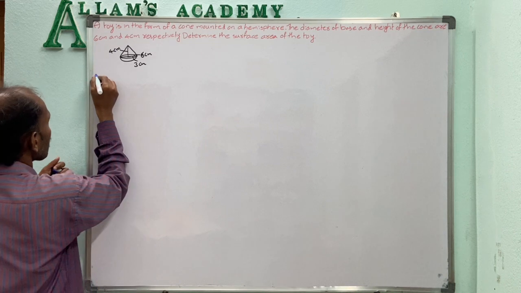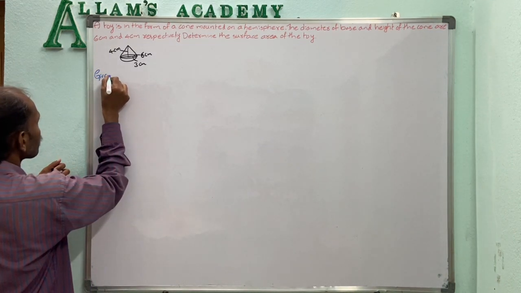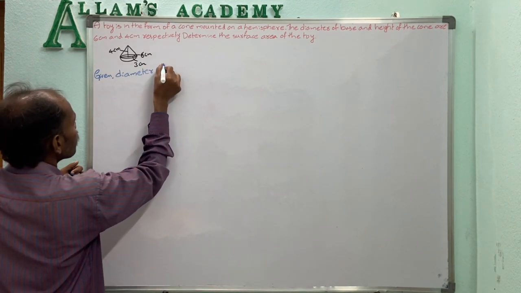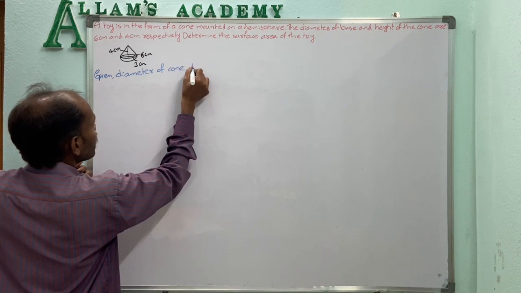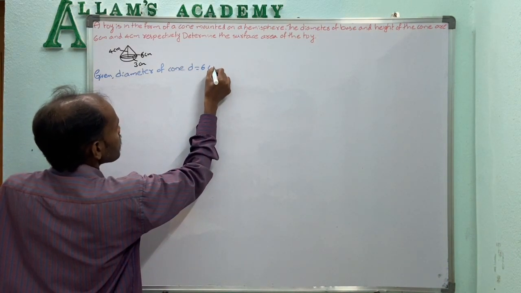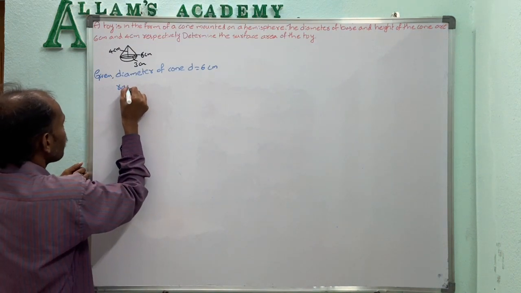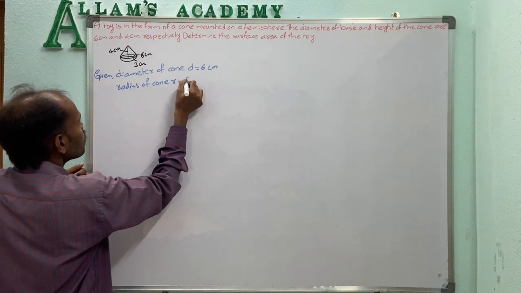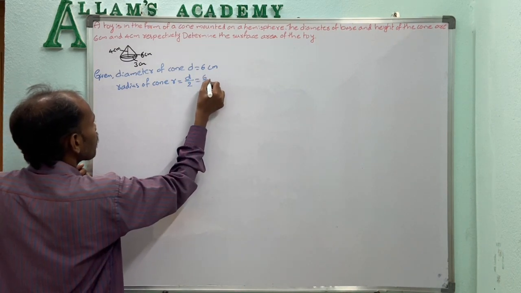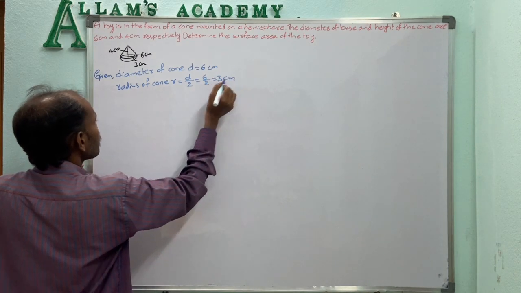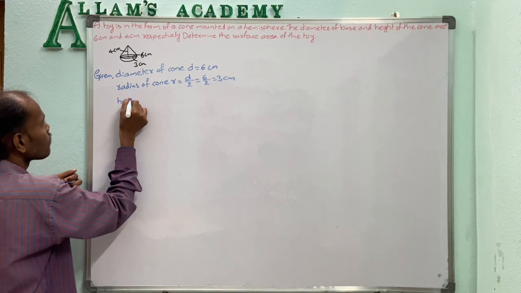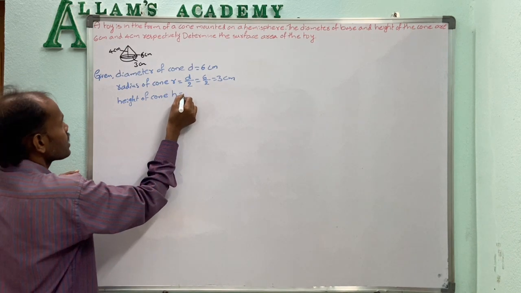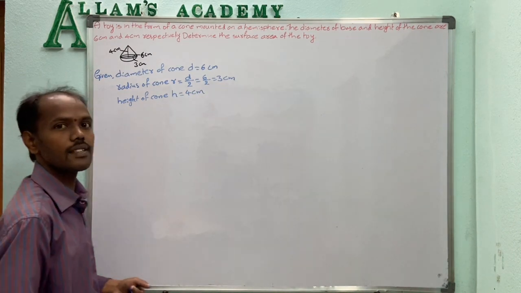Okay, so first we write the given: diameter of cone D = 6 centimeters. So radius of cone R = D/2 = 6/2 = 3 centimeters. Next, height of cone H = 4 centimeters, given.